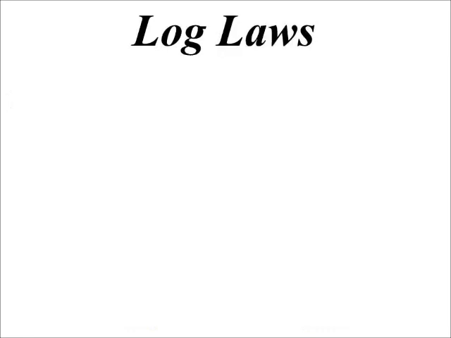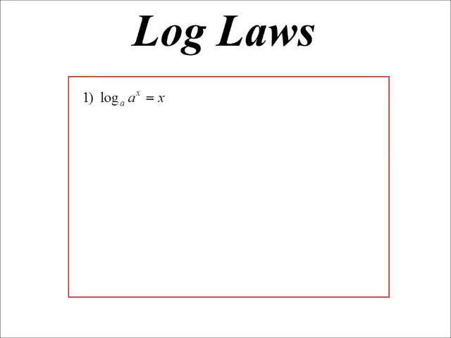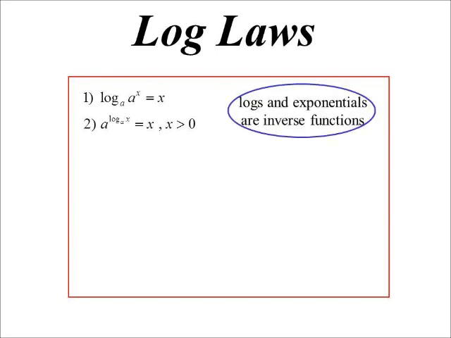So we have some laws that allow us to manipulate logs. And the first one's a very basic one. It's basically saying that logs and exponentials cancel each other out. So if the base of the exponential is a, but the base of the log is also a, they would cancel to give us the power, which is x. So log a, base a, the x cancels. And the reverse of that, if we have a to the power of log base a, they will also cancel, because the logs and the exponentials are inverses of each other. They will cancel each other out. So logs and exponentials are inverse functions.